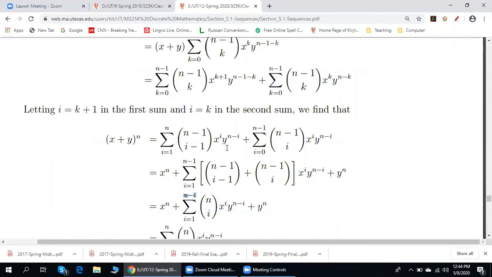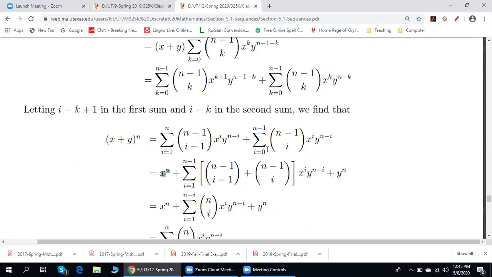Plus the very last term when i is equal to n. But when i is equal to n, this becomes n minus 1 choose n minus 1, and n minus 1 choose n minus 1 is 1. If i is equal to n, this becomes x to n's power. So in other words, what is written here can be rewritten as sigma of this plus x to n's power.